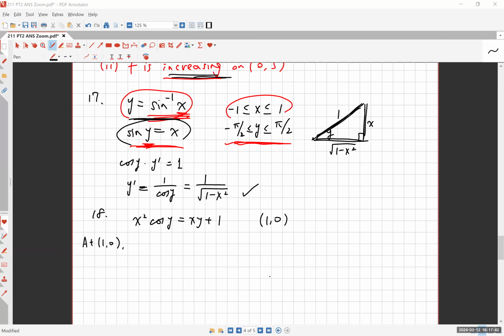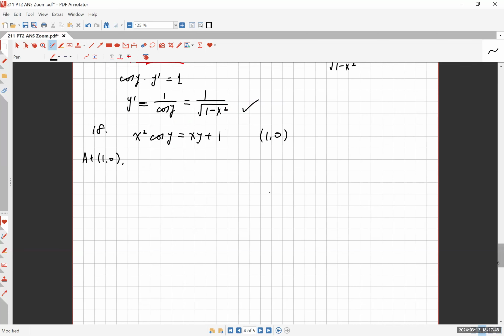All right, number 18. You are given the graph. Well, you're actually not. You're given an equation: x squared cosine y is xy plus 1. Now, the set of all points (x, y) satisfying this equation will be some sort of graph. We don't know. It may look like this. It may look like this. Who knows, right? But the claim is that it goes through (1, 0).